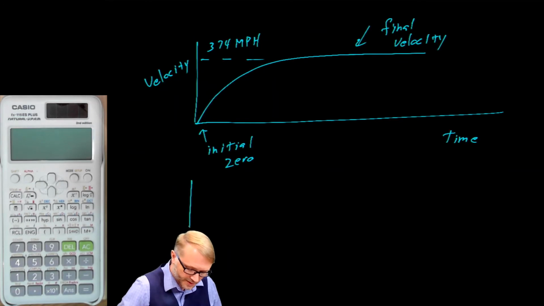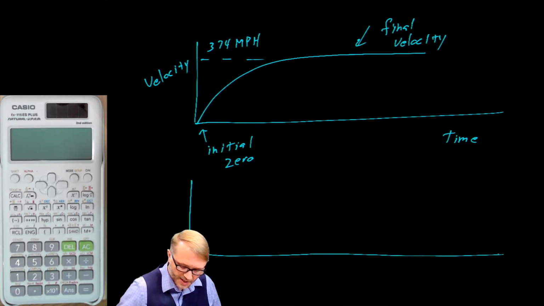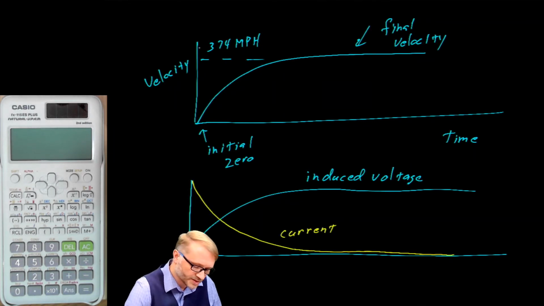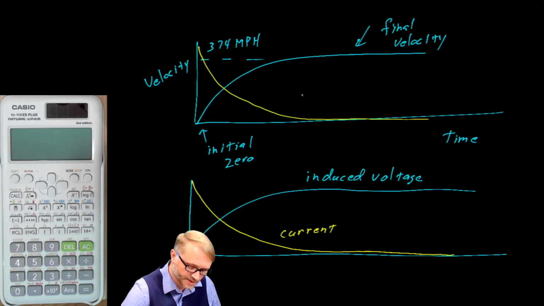If you're curious, we could talk about the voltage and current. The induced voltage would do something like this, whereas the current would do something like this. You should also know that the force on the bar does the same thing. So this is force bar.